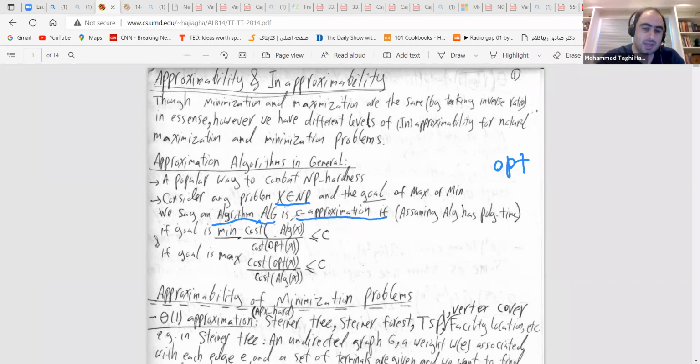So it is a C approximation if it has this property. If it is a minimization, the cost of your algorithm over the cost of the optimum, where opt of x means the best solution of x essentially, should be at most C. And if it is a maximization, it is the reverse of that: the cost of the optimum over the cost of the algorithm should be at most C. This is important because in this case, C is always greater than or equal to 1. So it means that if C is equal to 1, then it is an exact solution.